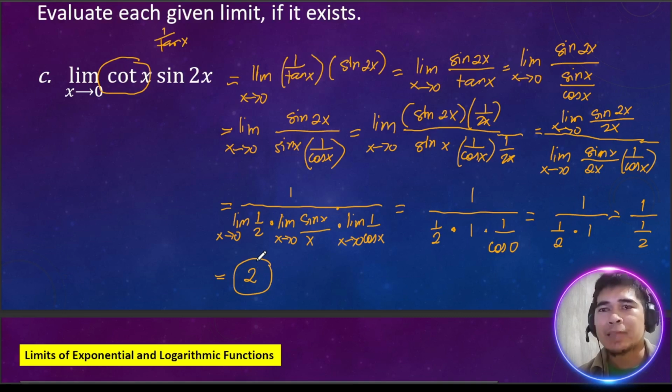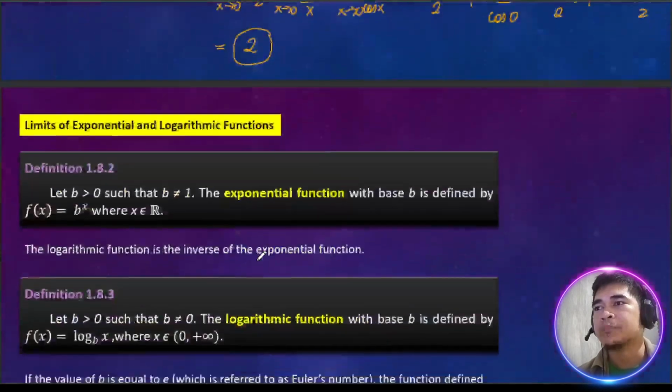So medyo taas ang process. That's why you need to apply theorems, limit theorems. You need to apply identities and the table also to get the final answer.